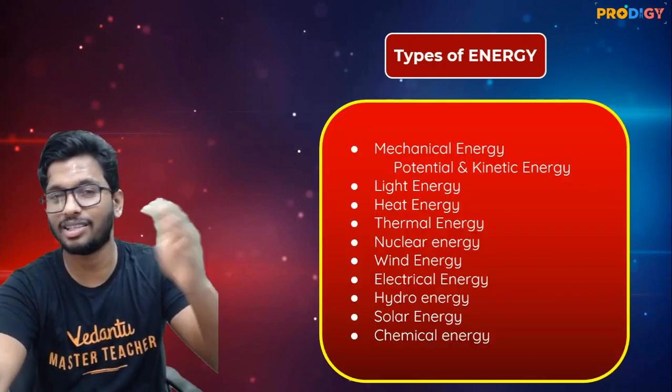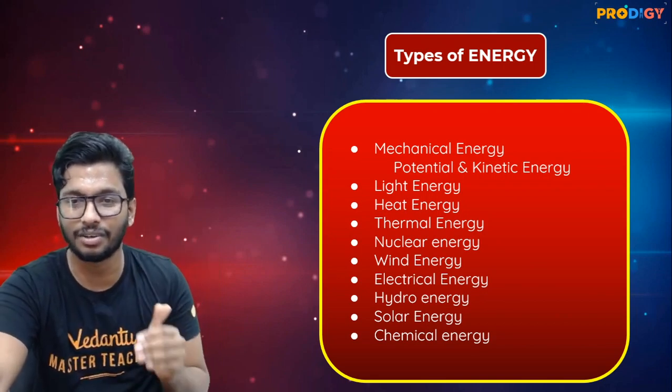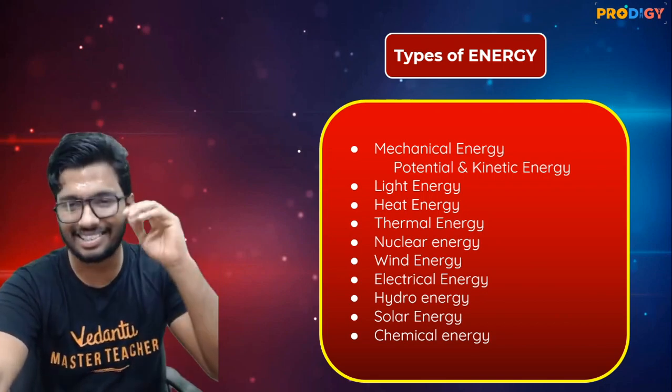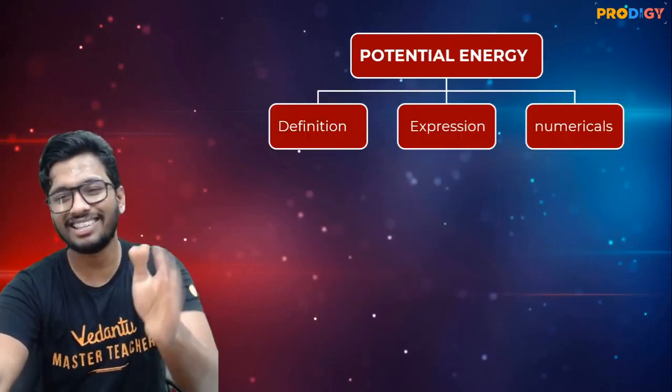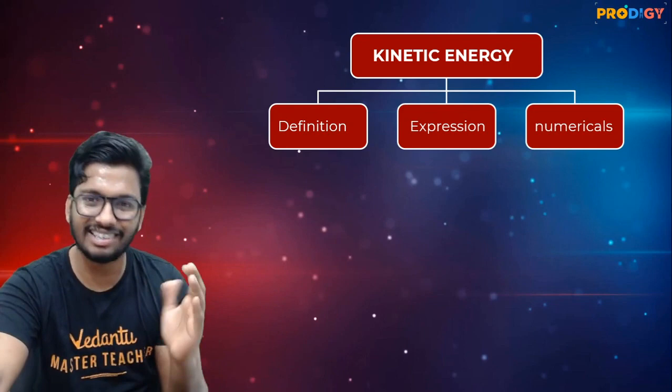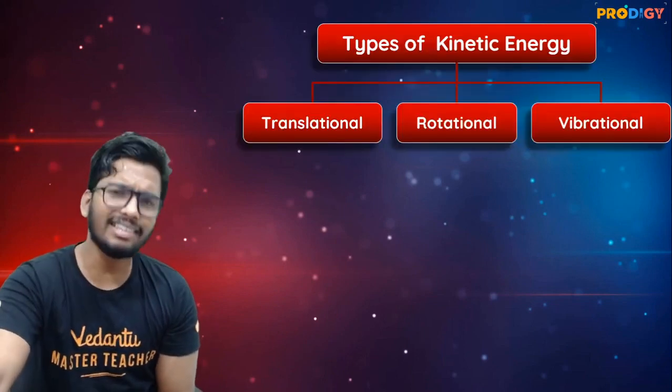You have mechanical, that is potential and kinetic, light, heat, thermal, nuclear, wind, electricity or electrical, hydro, solar, chemical. Lots and lots of different types of energy. Potential energy, definition, expression and numericals. Kinetic energy, definition, expression and numericals. And the types of kinetic energy, that is translational, rotational and vibrational. And yeah, you'll also understand about conservation of energy as well.